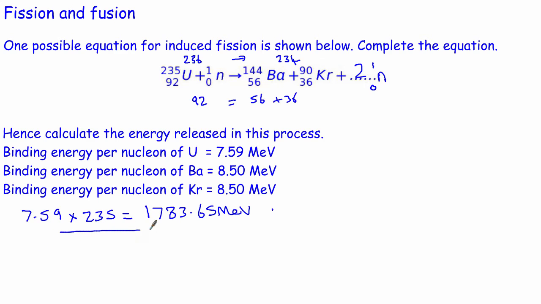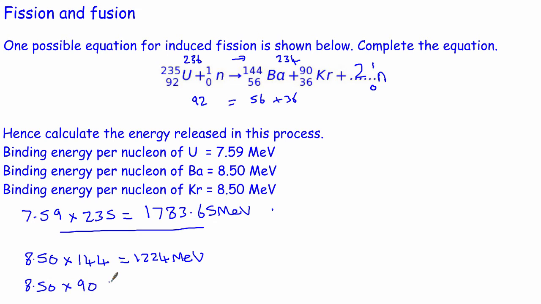We can then work out how much binding energy we finished with. Because we know that the binding energy per nucleon of this thing was 8.5, and we've got 144 nucleons altogether, the total binding energy of that nucleus is 1224 MeV. We can do the same thing for our krypton nucleus. So we've got 8.5. This time we've got 90 nucleons, which gives us 765 MeV. So if we add these two things together, it gives us the total binding energy on this side. If we do that, we get 1989 MeV.